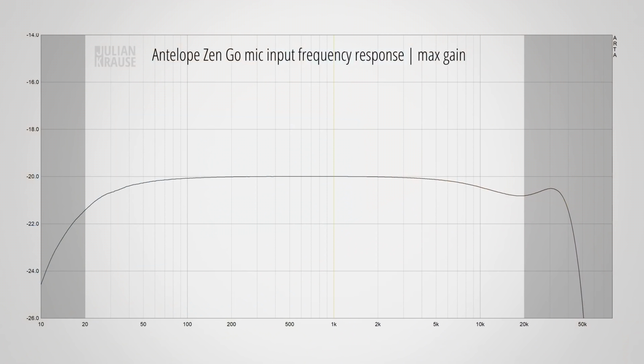Here you can see the frequency response of the mic input, and this should be as flat as possible to not change the recorded sound. The response is relatively flat in the audible range, but it does definitely fall off at the extremes. At 20 Hz, it's down by about 1.5 dB, and at 20,000 Hz, it's down around 0.8 dB. To be honest, this isn't a big deal, and you wouldn't have noticed if I hadn't told you, but the ZEN GO could have arguably had a slightly flatter frequency response.